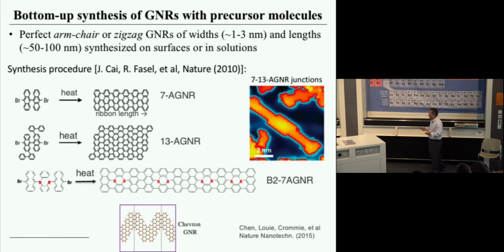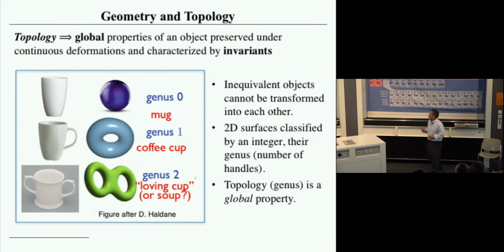And very recently, for example, in Mike Crommie's group, we were able to make heterojunctions of nanoribbons of different width. So now let me take a bit of a digression and talk about geometry and topology, and then come back to the graphene nanoribbons.